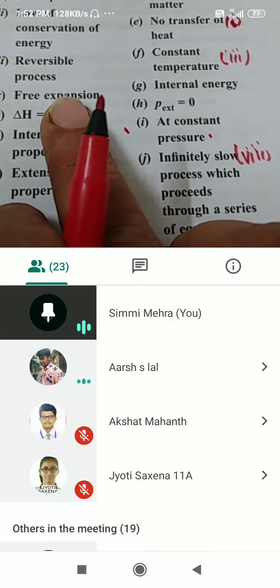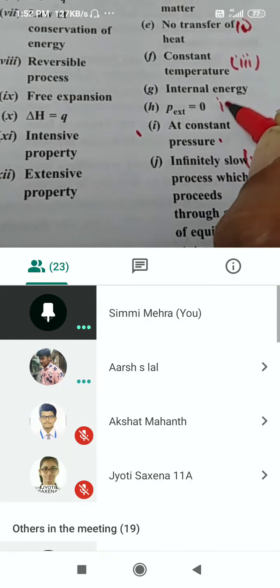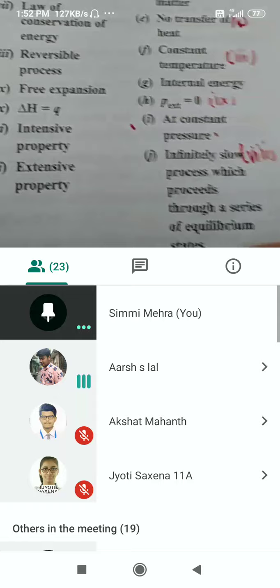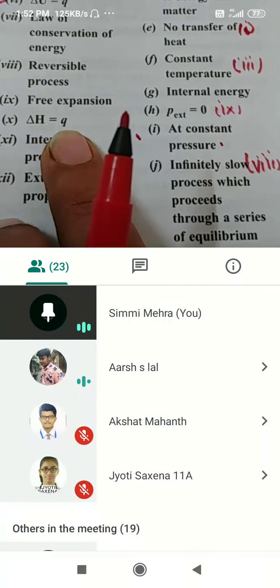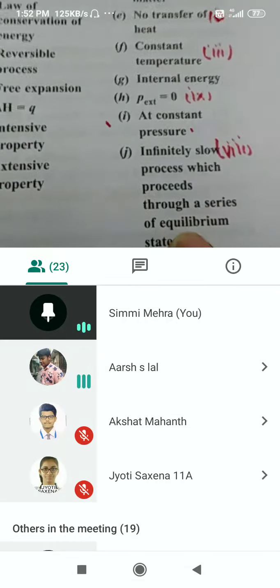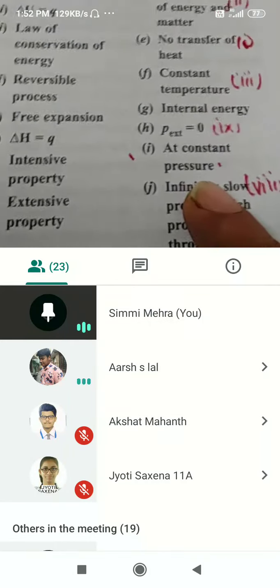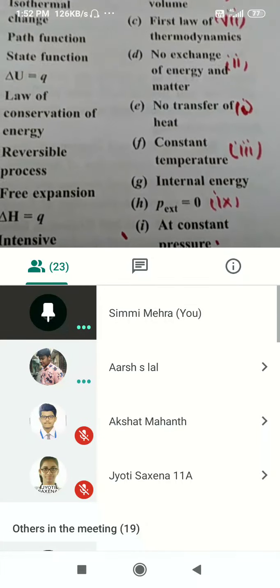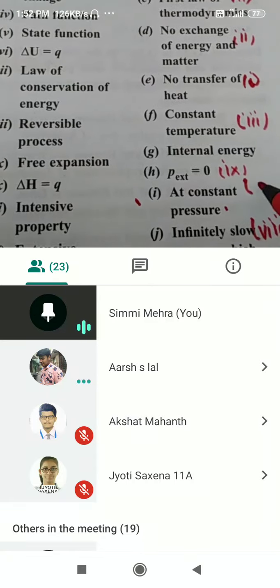Free expansion. Free expansion is when, yes. Delta H is equal to Q what? QP. That is at constant pressure. So constant pressure where it is given. Hmm, ठीक है, इसके सामने ही लिखा हुआ है.